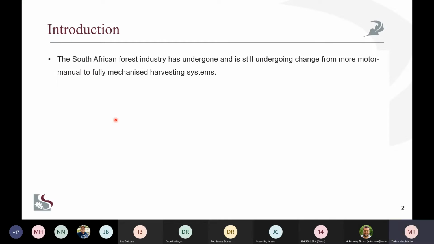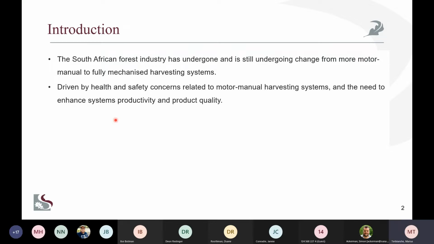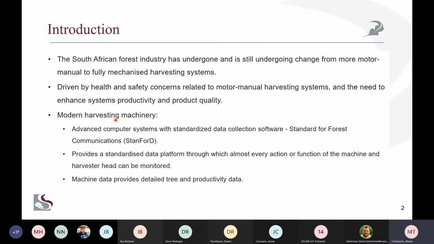During the last probably 10 years or more, there's been an increased shift towards more fully mechanized systems in South Africa, and this is mainly driven by health and safety concerns related to chainsaw operations, and then also systems productivity and product quality.